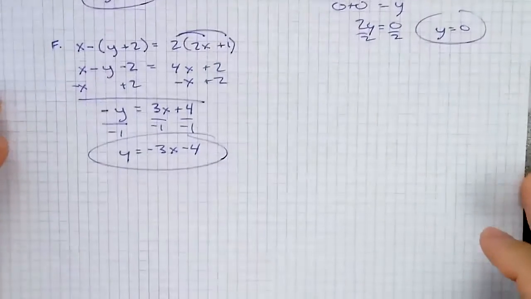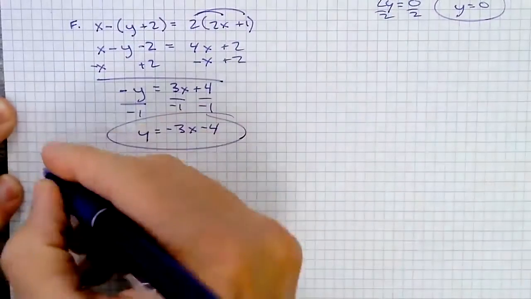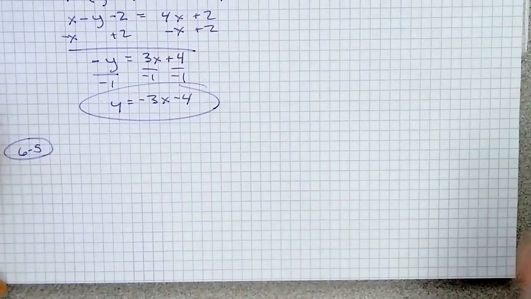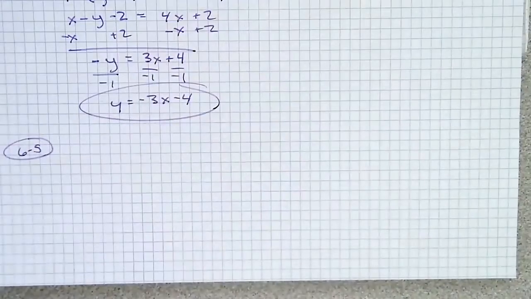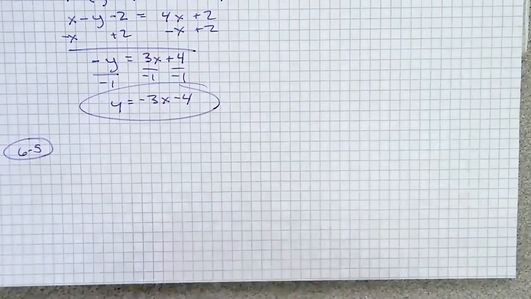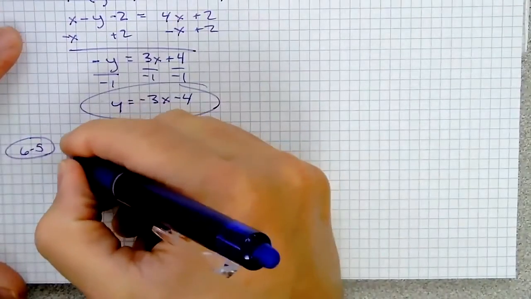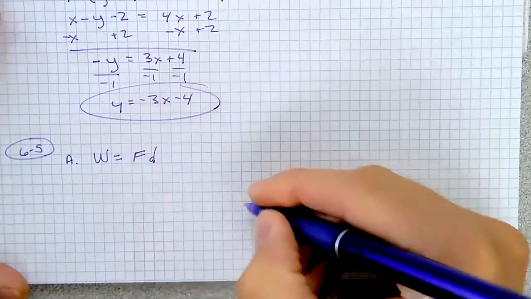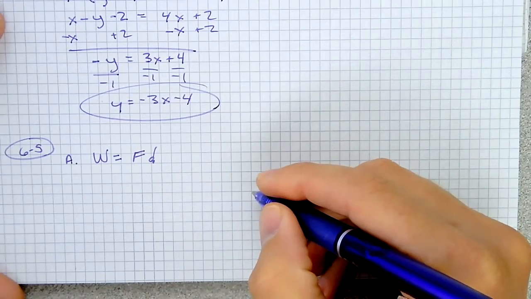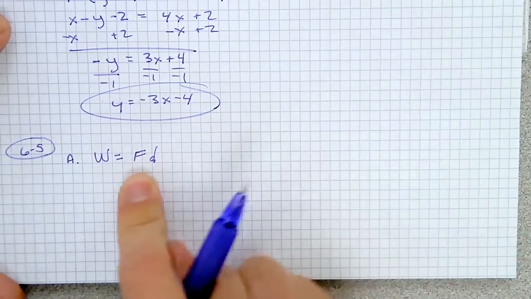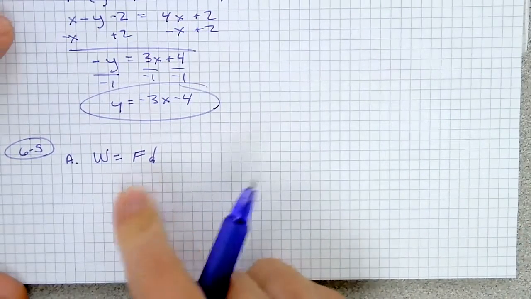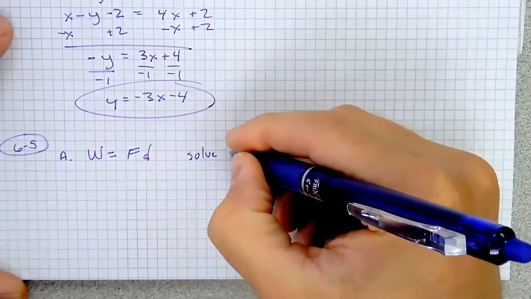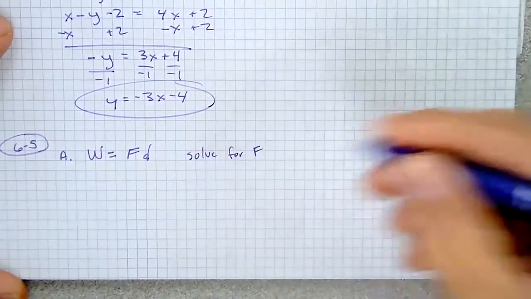Right, the other question that really kind of helps with this, 6-5, shows you a couple different ways to do it. So they give you some different formulas, a lot of different things. One on A is work is equal to force times distance. Okay. So they ask, what is the force needed to move a piano given the work applied and the distance d? So they're basically asking you solve for F.